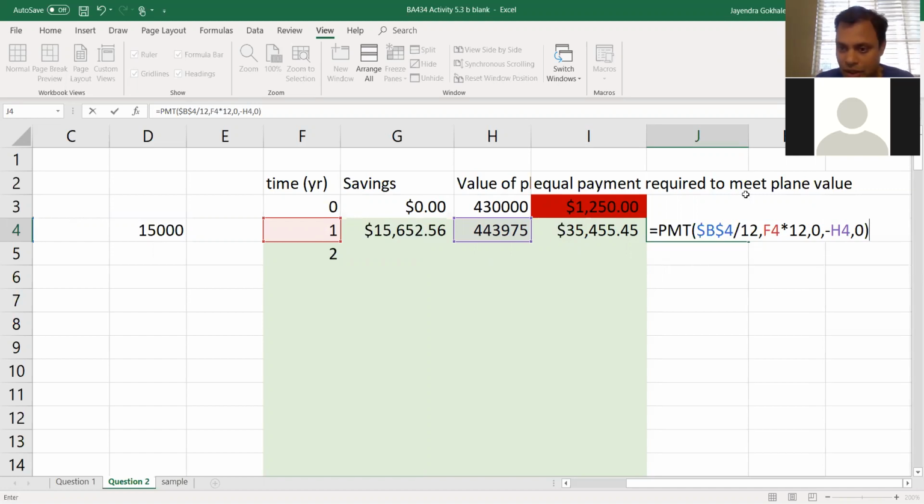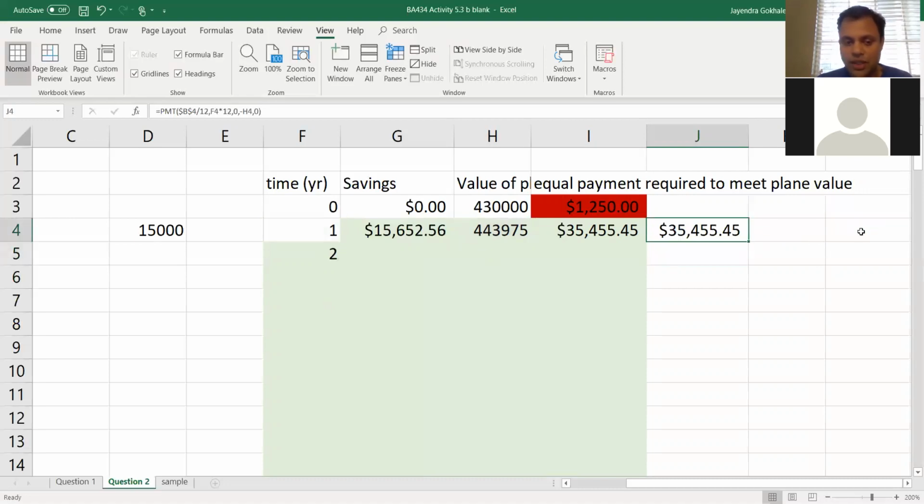So to repeat, the rate is 9.25%. The number of periods is that particular year, 1 year, 2 year, 3 year, et cetera, times 12 months. The present value is zero, I started with nothing. The H4 is for the value of the aircraft. And zero is for the type, beginning of the period or end of the period. So you can see I got the same answer as already there. We discussed this in the class earlier this morning.